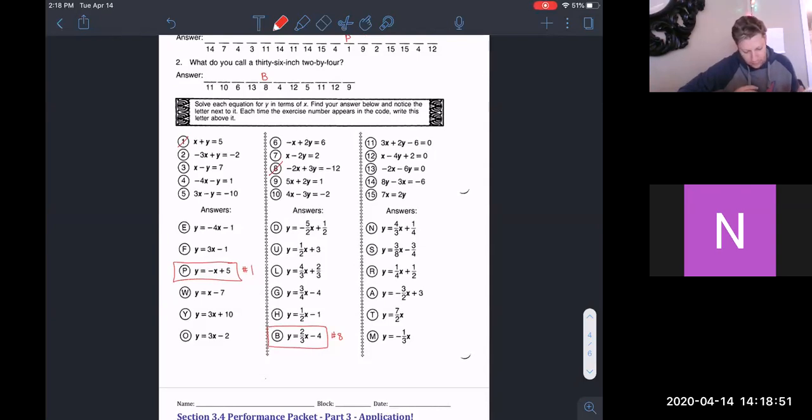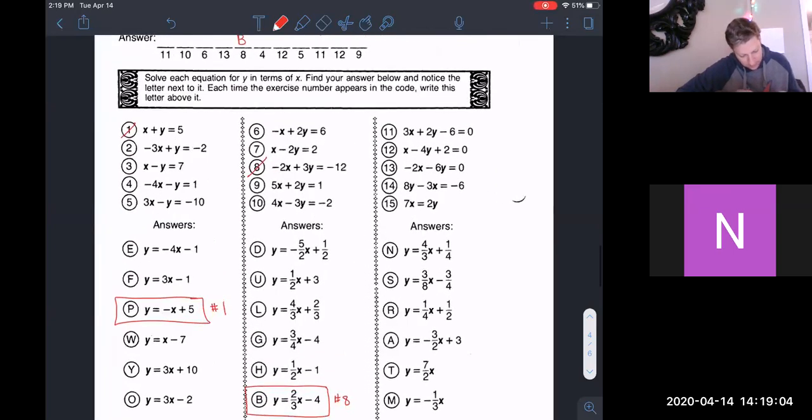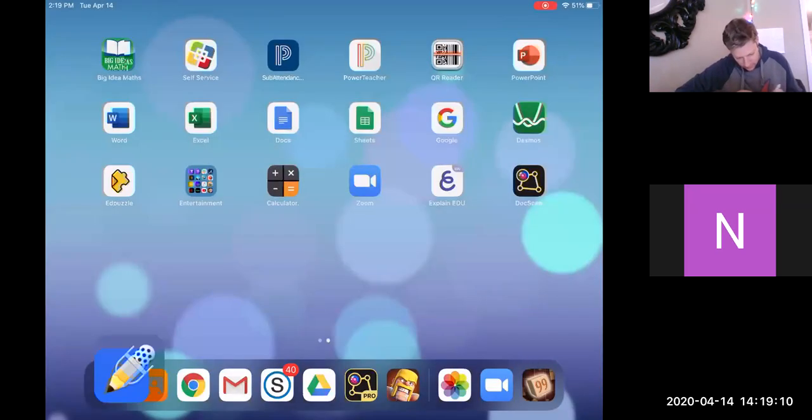Do you want to do one more? Okay, let's go to number 2, and we're going to try something different this time. It's negative 3x plus y equals negative 2. I'll go back to Zoom, stop sharing my screen, and we're going to go to the whiteboard. You can write on the whiteboard and help me out with this one.